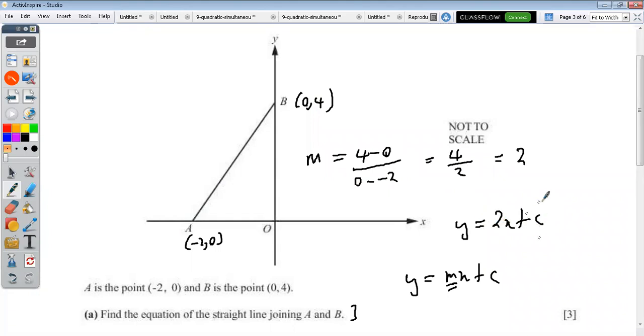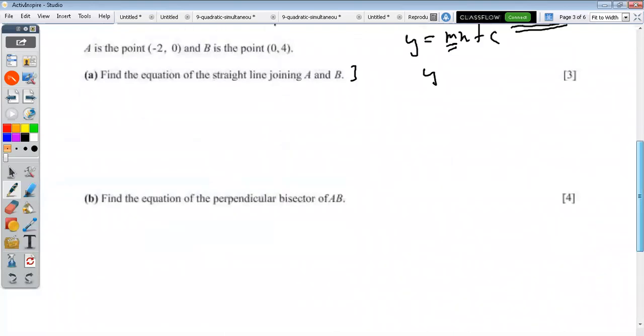What is c? C is where the line cuts the y-intercept. Where is it cutting? At 4. No need to even calculate it. Straight away you can tell from the line that it's cutting at 4, unless you are not told. So it simply means y is equal to 2x plus 4. Done. That's the equation of the line, 3 marks.